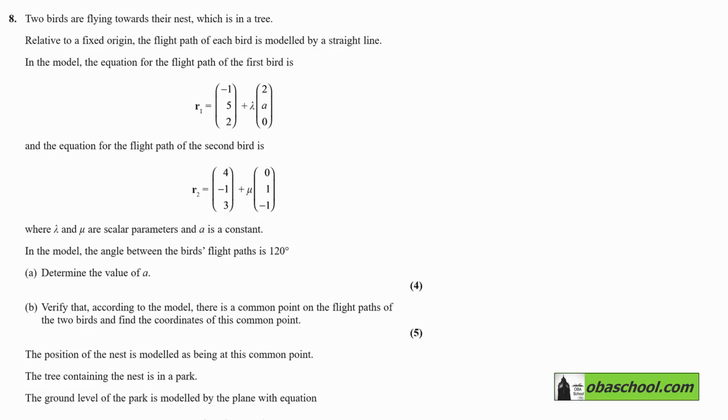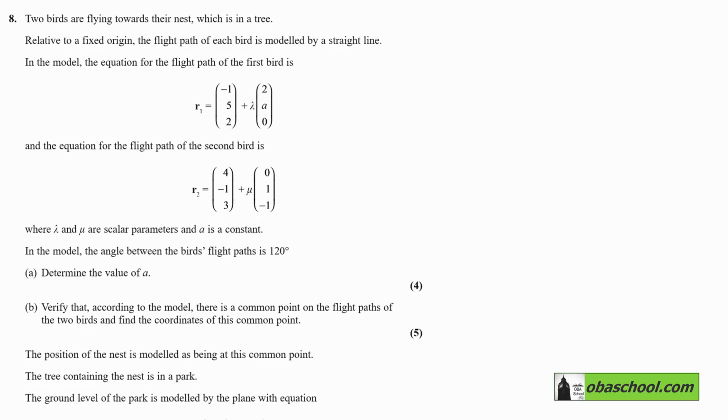Two birds are flying towards their nest, which is in a tree. Relative to a fixed origin, the flight path of each bird is modelled by a straight line. In the model, the equation for the flight path of the first bird is r1 = (-1, 5, 2) + lambda (2, a, 0), and the equation for the flight path of the second bird is r2 = (4, -1, 3) + mu (0, 1, -1), where lambda and mu are scalar parameters and a is a constant.